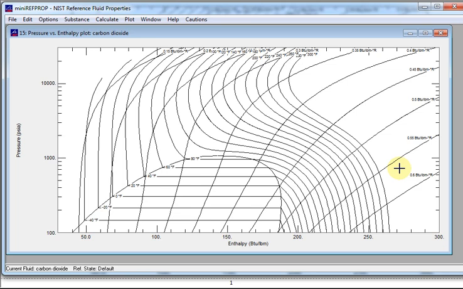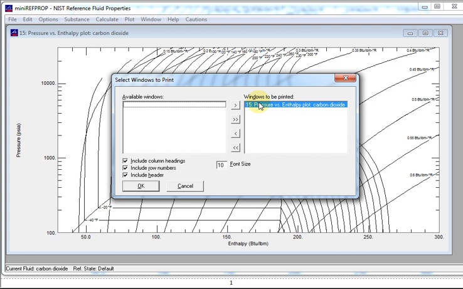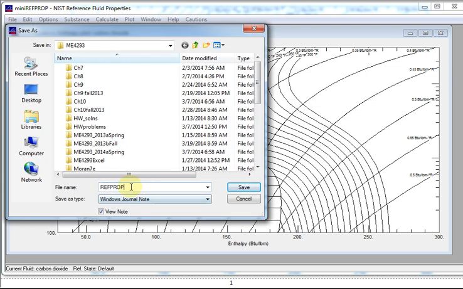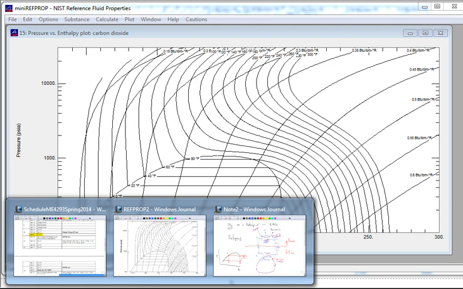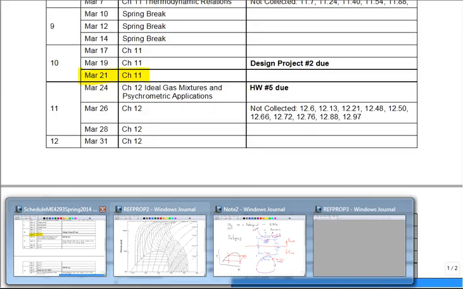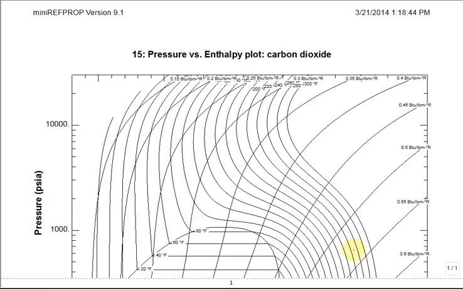All right, so one of the things you can do is you can go ahead and print. I'm going to go ahead and print this, Control P. And when it prints this, it puts it into a file, which is nice. And I'm going to call this RefProp 3. And then I can mark it up, okay? So if I come over and put it into a journal file, and it just showed up right here. So this is what I printed out for you.